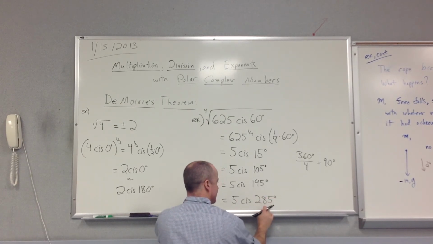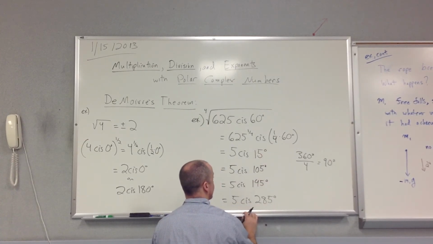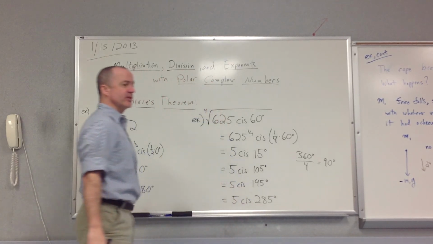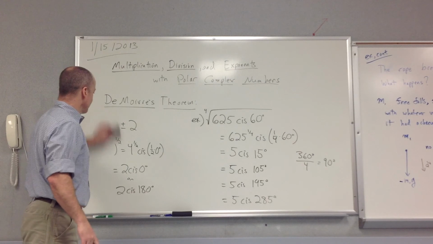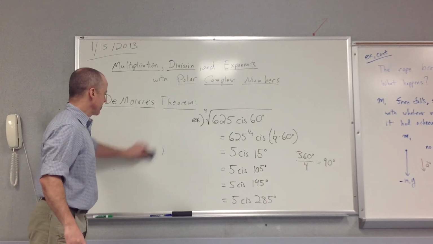And then if I add another 90 to this, I get 375, which would take me right back to there. So those are my 4 roots, evenly spaced on the circle. You got this. Some you do.